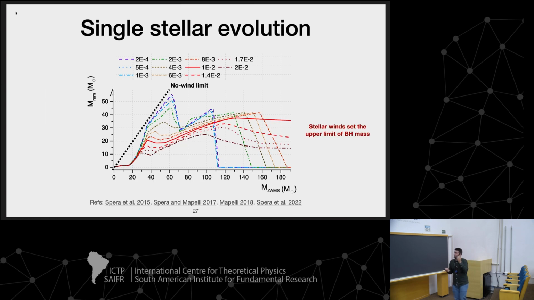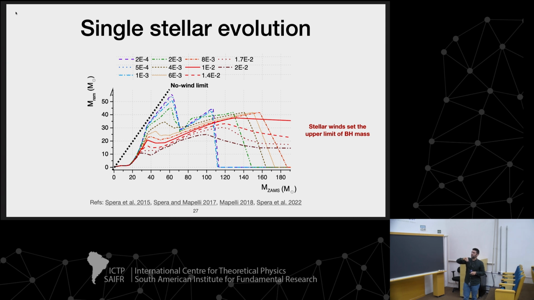This is the plot that I want to show. Basically, what you see here is the initial mass at the zero age main sequence on the x-axis, and on the y-axis the final remnant, so it can be a neutron star or a black hole. I put a line which is the no wind limit. If you could switch off the winds completely, you have an identity function, so all the mass of the massive stars ends up in the black hole. But this is not the case, of course.